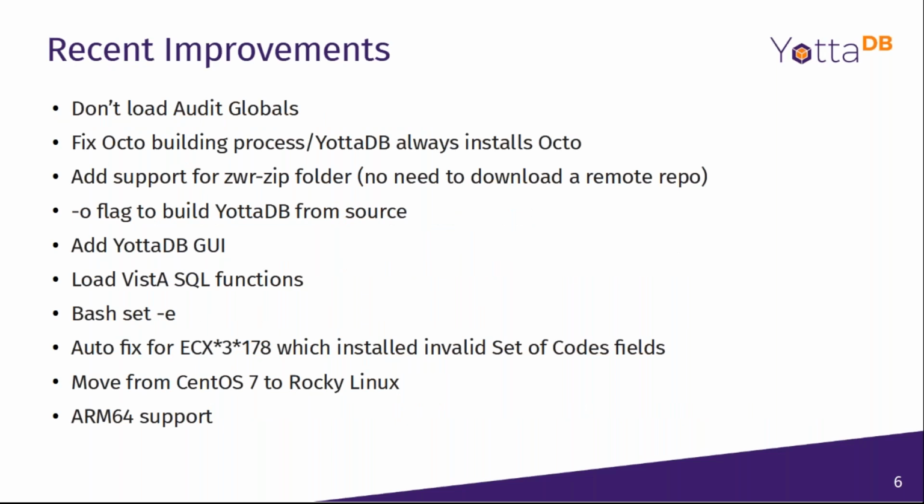Just for people who may know that they've used this before, so what's new? Well, I went through the commits in the repository and looked at all the stuff that we did that's new. First thing is, I made this change during Osera time. You actually don't need the audit globals to run VistA, so I don't load them. That shrinks down the image by 1 GB. That helps.